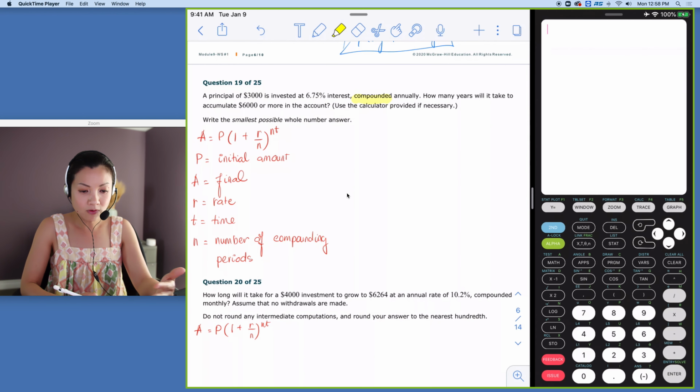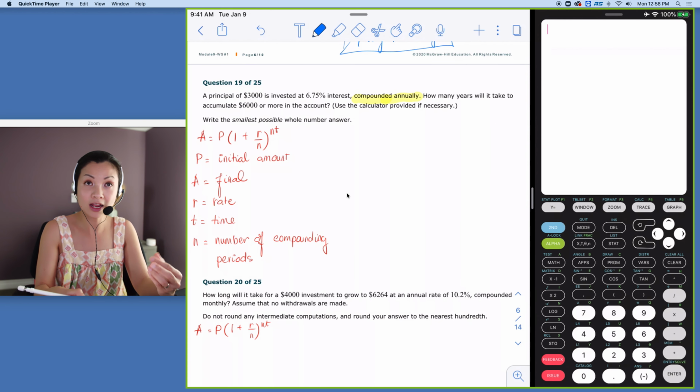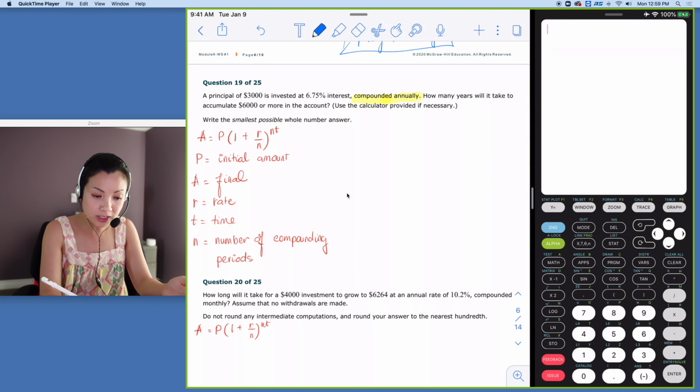Right here, for our current problems, we have compounded annually. So N is 1 in this case. So I'm just going to fill in everything we have. Notice that they ask you how many years. So they're asking you for the time. So the principal is 3,000. How many years will it take to accumulate 6,000? So A is going to be 6,000. P is 3,000.